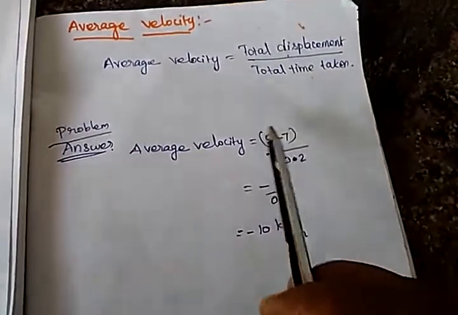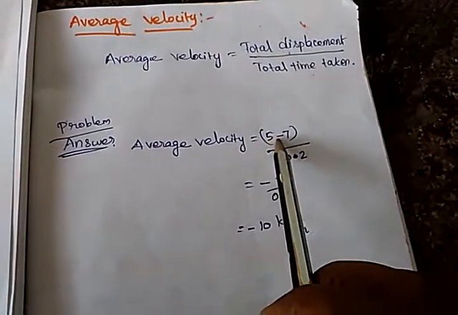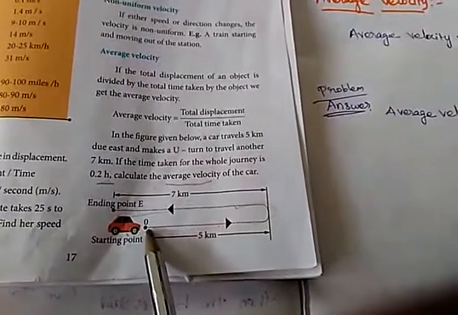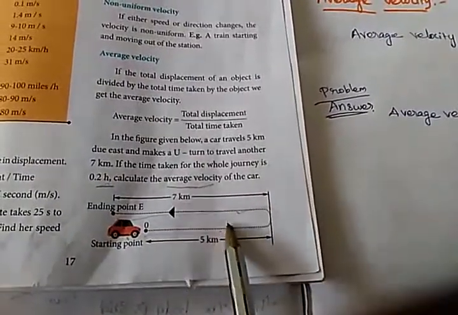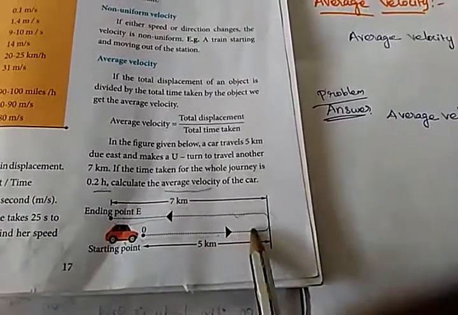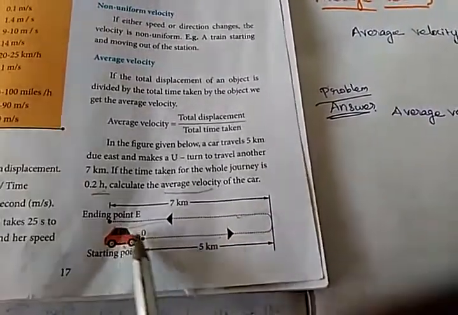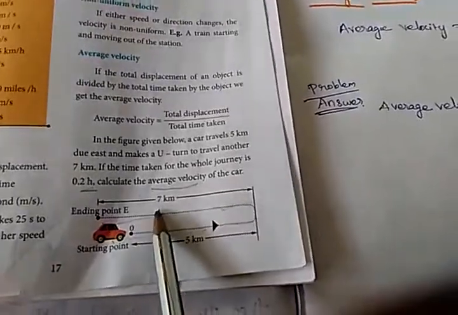How to calculate total displacement? 5 minus 7. Why 5 minus 7? Here we see first 5 km in the east, then 7 km in the opposite direction. So 5 minus 7.